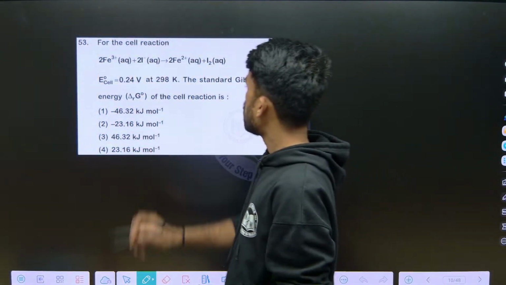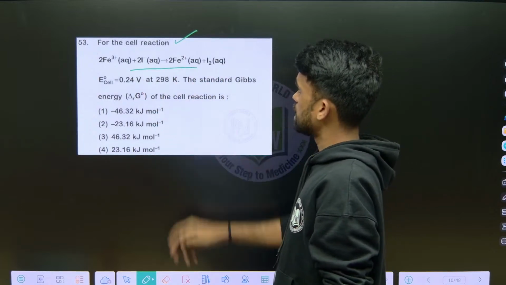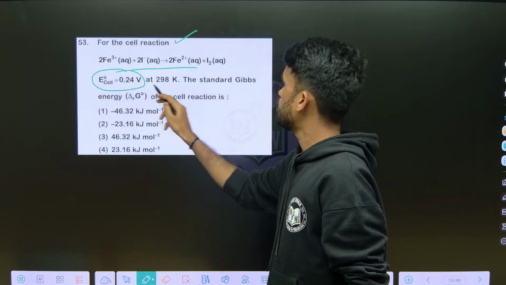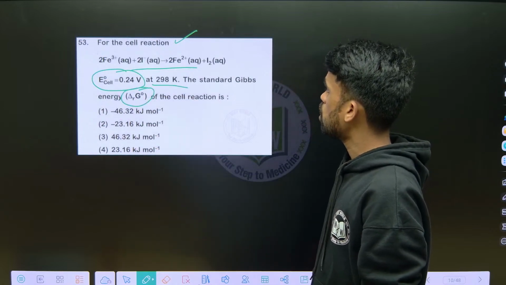Next, yes, how can we do this? For a cell reaction, this is the cell reaction they have given. E0 cell is provided at a particular temperature. They are asking about the standard Gibbs free energy. So how can we do this?